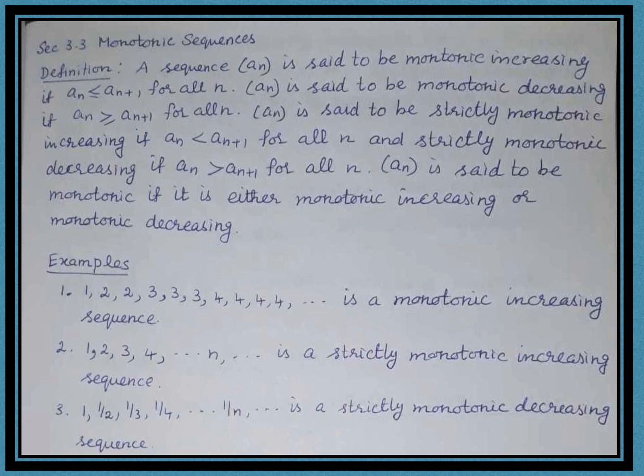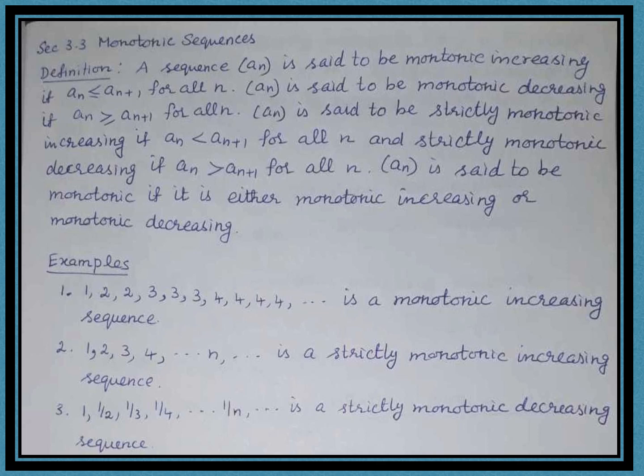Now let us define monotonic sequence. A sequence an is said to be monotonic increasing if an is less than or equal to a(n+1) for all n. A sequence an is said to be monotonic decreasing if an is greater than or equal to a(n+1) for all n. A sequence an is said to be strictly monotonic increasing if an is less than a(n+1) for all n, and strictly monotonic decreasing if an is greater than a(n+1) for all n.